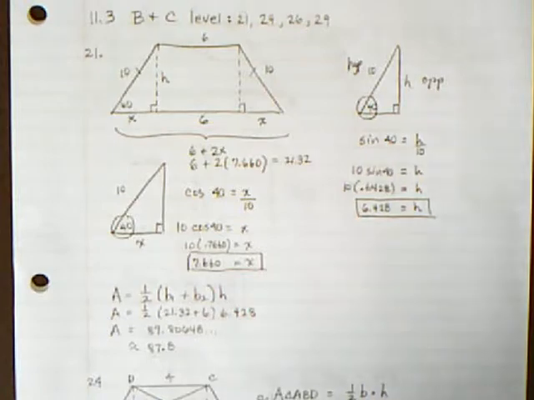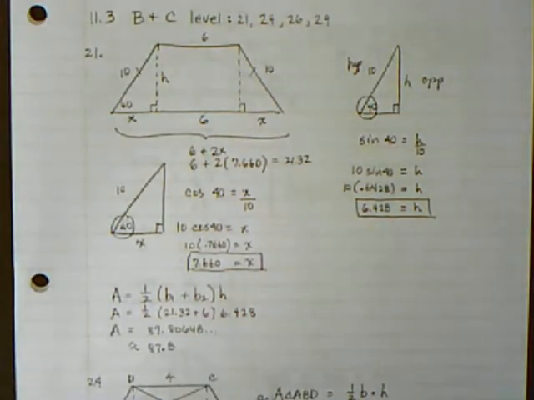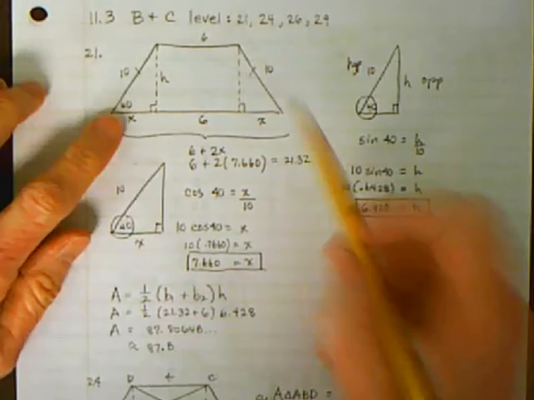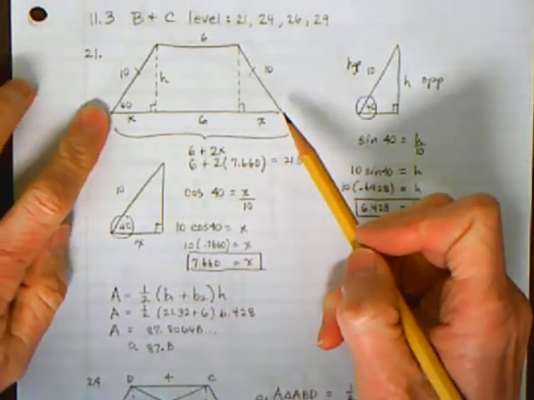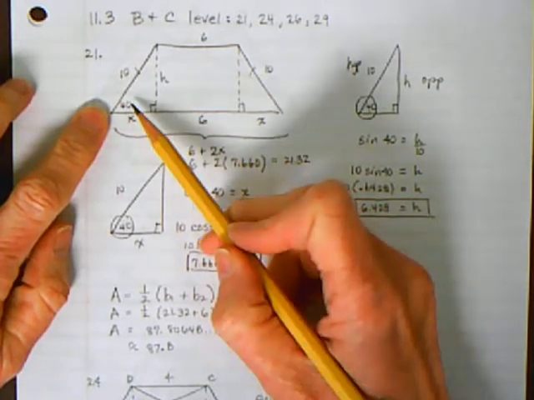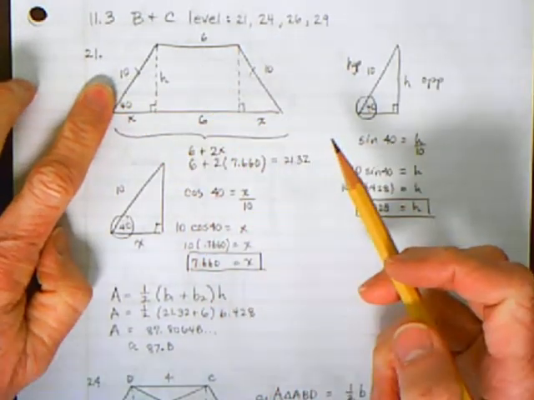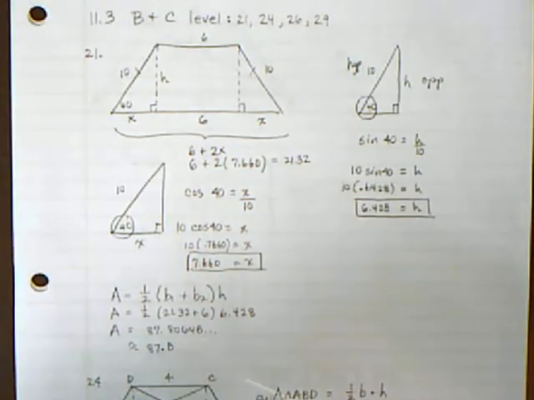Okay, we're working on 11.3, the B and C level problems. For number 21, they give you a picture, and here it is. You have an isosceles trapezoid, and what you know is that this angle here is 40, and that each of these sides are 10, and then this base here is 6.